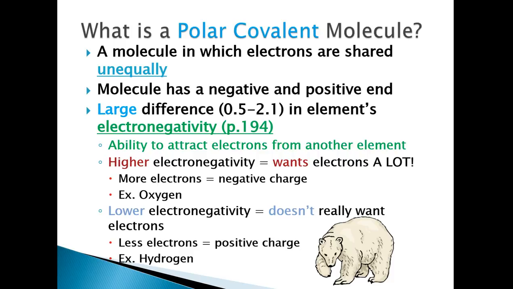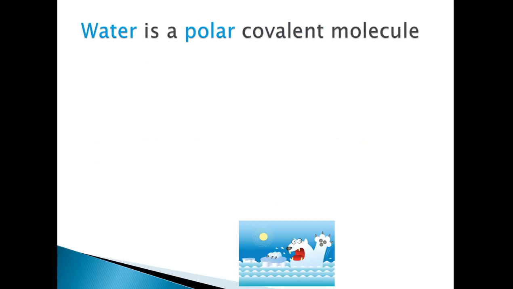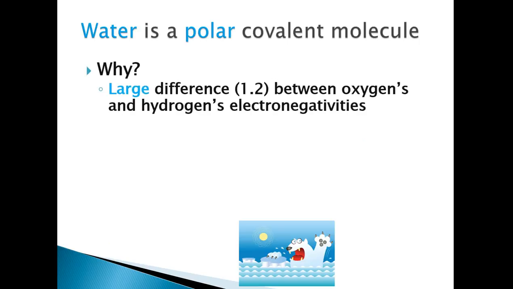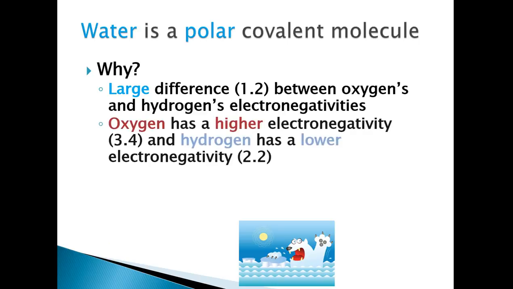How do we know that? We just look at their electronegativities. So a polar covalent molecule is represented by water, one of our favorite molecules. And why is it a polar covalent molecule? Because if you look at the electronegativity of oxygen and hydrogen, there's a large difference between them, and that difference is 1.2. Where did we get 1.2 from? Well, we looked up oxygen's electronegativity, which is 3.4, and hydrogen's electronegativity, 2.2.